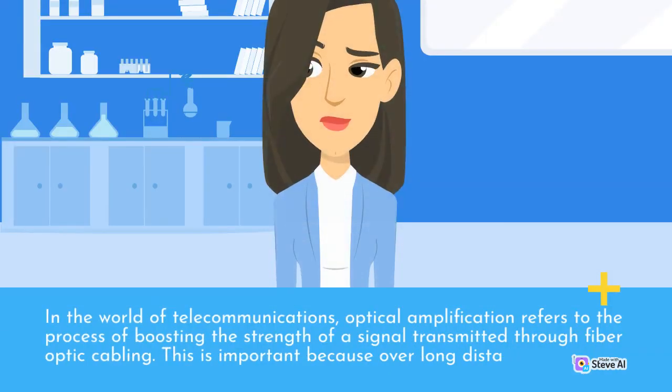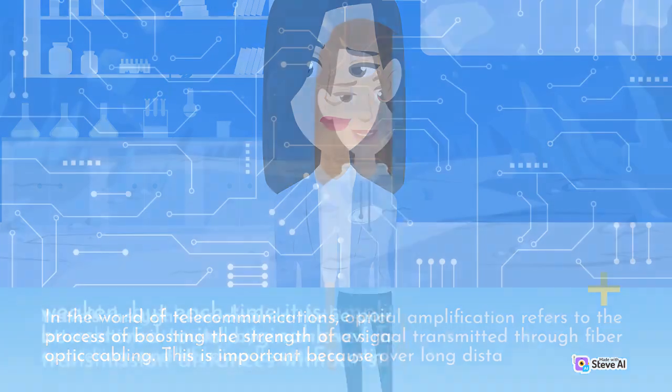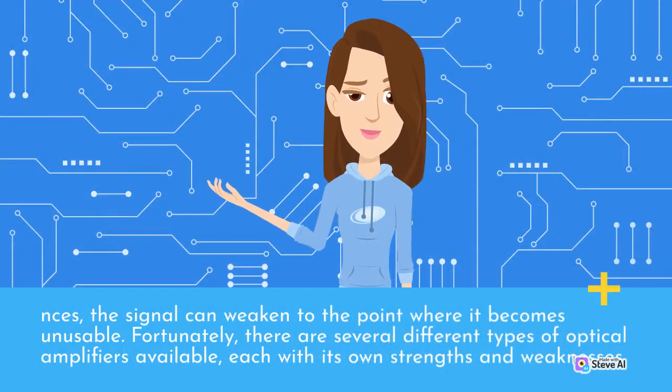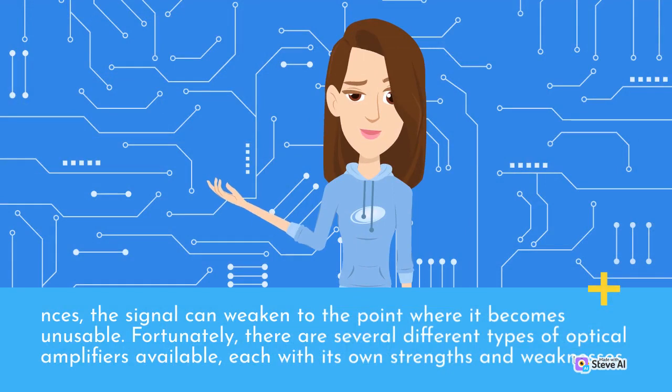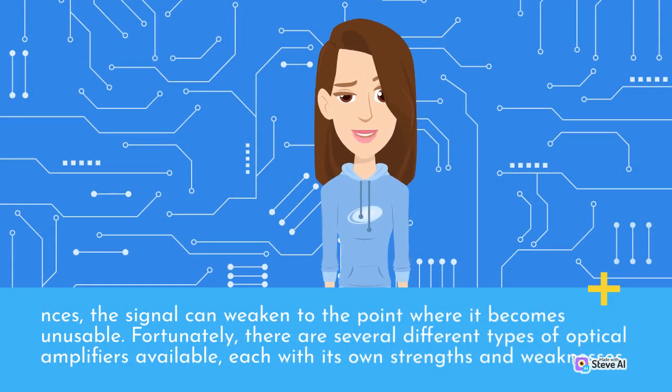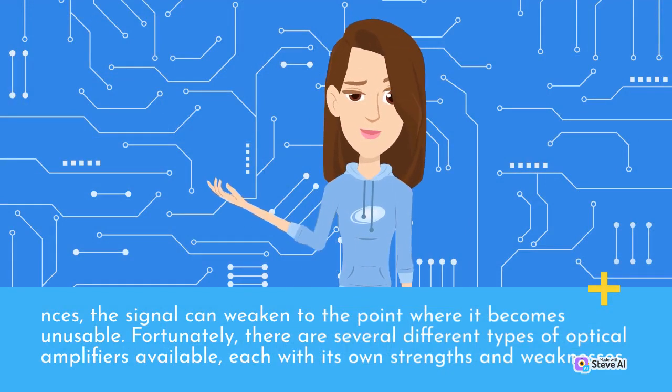In the world of telecommunications, optical amplification refers to the process of boosting the strength of a signal transmitted through fiber optic cabling. This is important because over long distances, the signal can weaken to the point where it becomes unusable. Fortunately, there are several different types of optical amplifiers available, each with its own strengths and weaknesses.